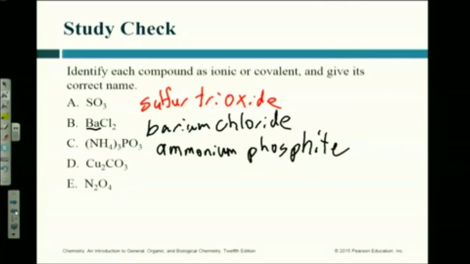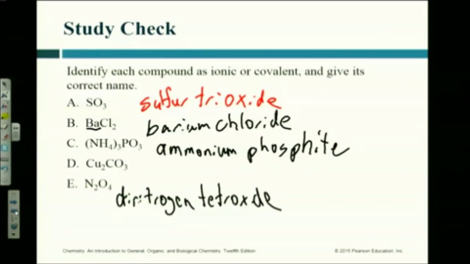What about E? Covalent. 2 nonmetals, right? And what does that mean when we say covalent? What do you think? Covalent means use prefixes. Dinitrogen tetroxide. Why'd I skip D?